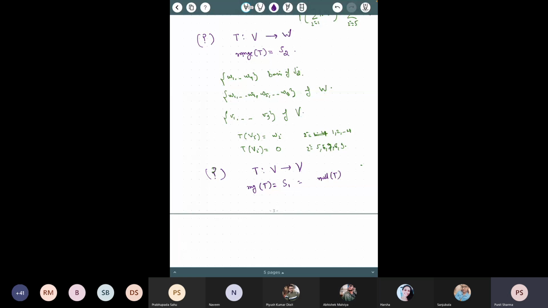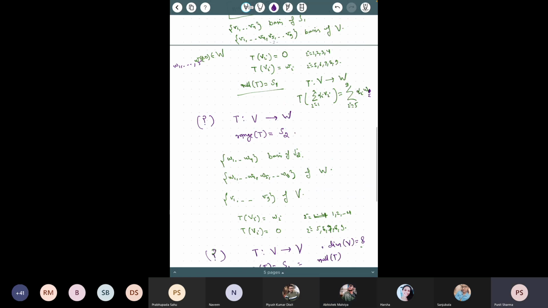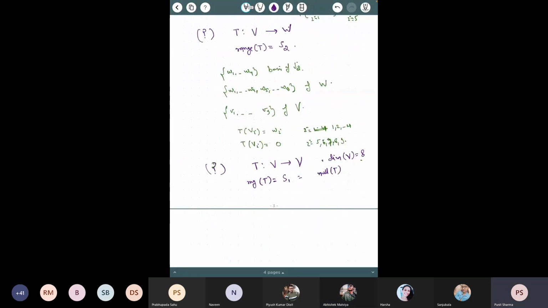Okay. So if I say the dimension of V is 8, and what is the dimension of S1? It is 4. So then such a map exists. S1 is a subspace of V of dimension 4. So this also you can define. You just have to choose what you have to do here. You tell me what you have to do here.